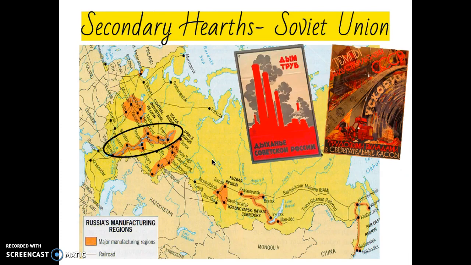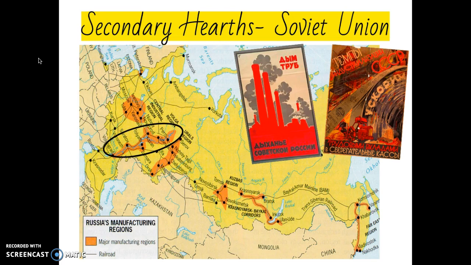Another secondary hearth is the Soviet Union. The major regions here are this Volga region as well as St. Petersburg. And again, let's think about the things that industry needs to survive, right? The Soviet Union was rich in resources and raw materials, right? So Russia has some of the largest fossil fuel reserves in the world, and we learned about that in our energy notes. So again, Russia has access to things like coal and oil deposits.